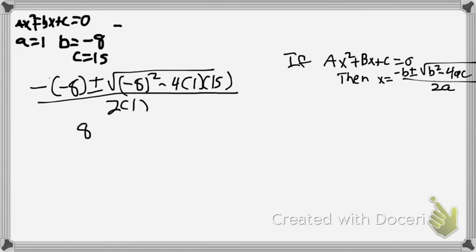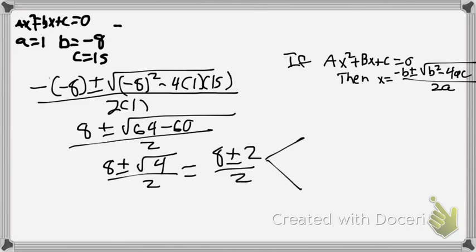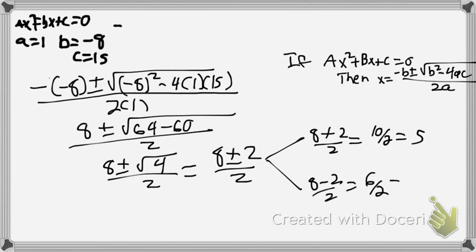Then all we have to do is solve. Negative 8 turns into positive 8, plus or minus the square root of negative 8 squared, 64, minus 4 times 1 times 15, 60, all over 2. So we get 8 plus or minus the square root of 4 over 2, or 8 plus or minus 2 over 2. So that's going to break into two separate answers. 8 plus 2 over 2, or 10 over 2, or 5. And 8 minus 2 over 2, or 6 over 2, or 3. So those are my answers to that equation. x equals 5 or 3.